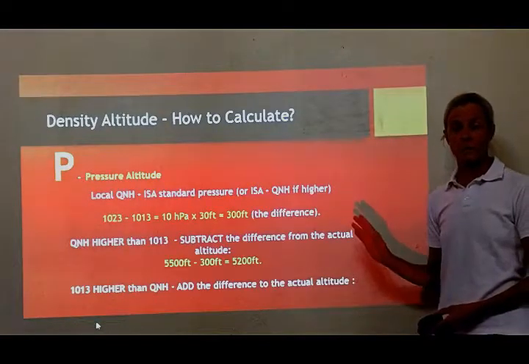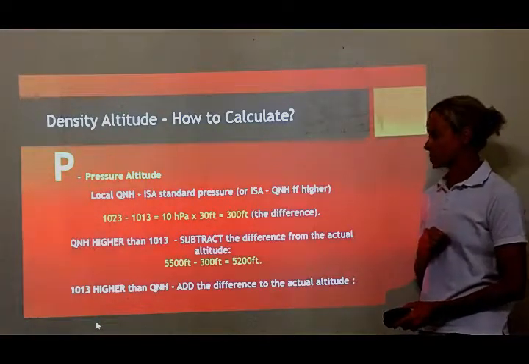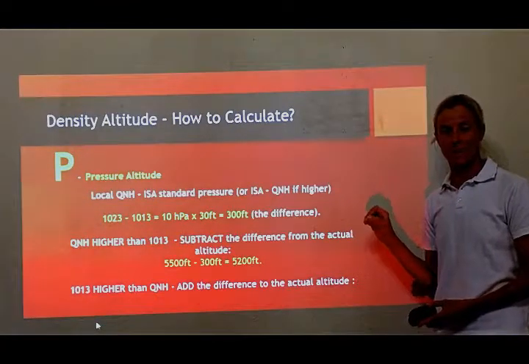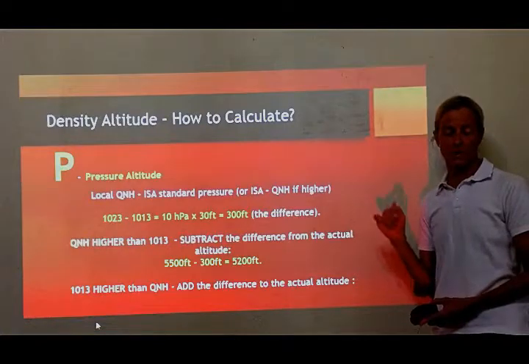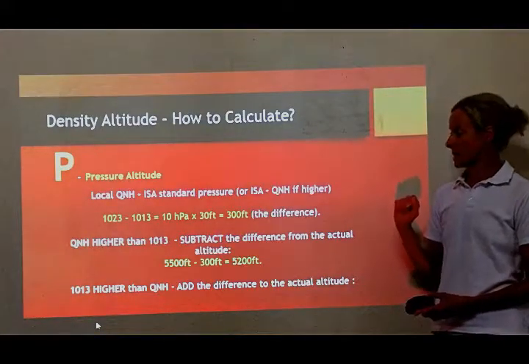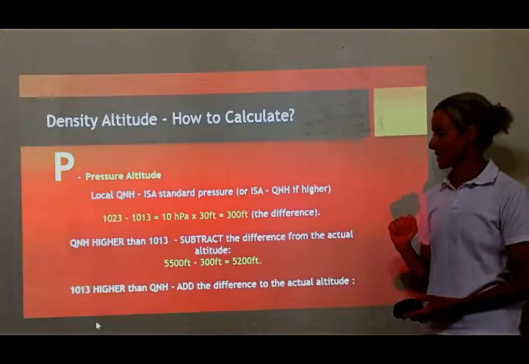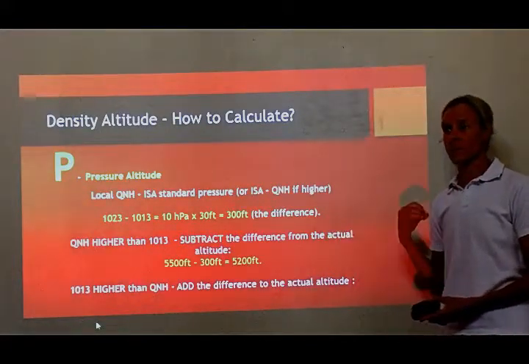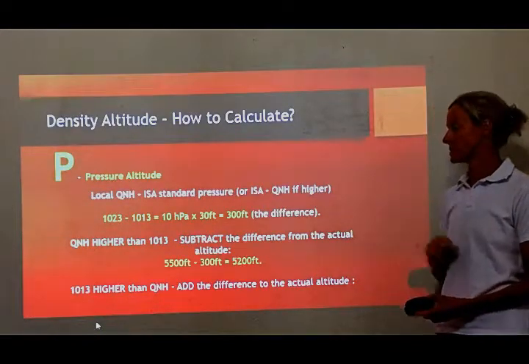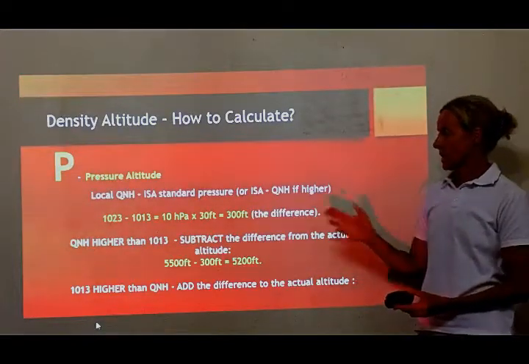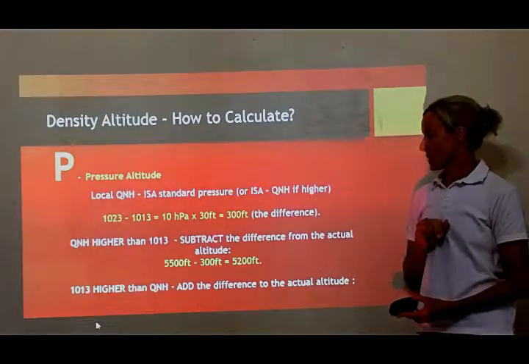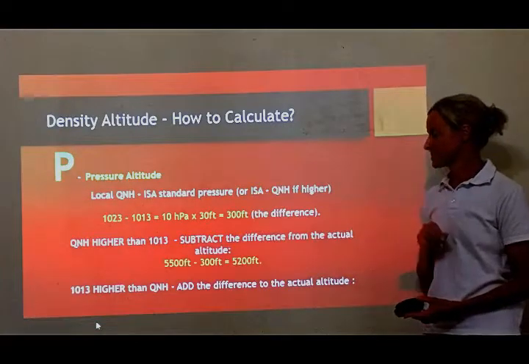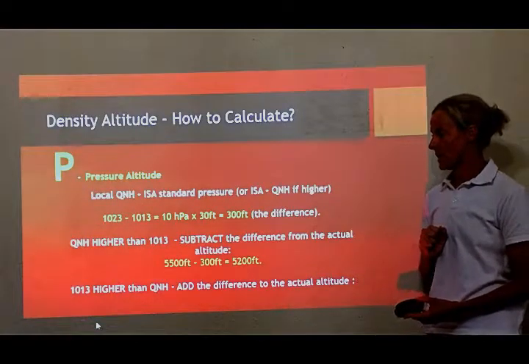So, the first thing we will do is calculate our pressure altitude. In this case, our local QNH is 1023. We subtract the standard from this to get a difference of 10 hectopascals, and we multiply by 30 feet. If in the exam you're given 27 feet, then obviously you would use 27 feet. But a rough average is 30 feet, which will give us an answer of 300 feet. This is the difference in pressure.